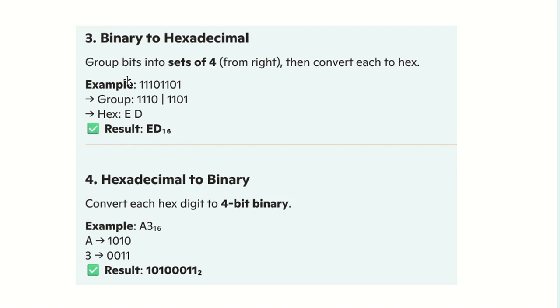Next, binary to hexadecimal. The binary value is given. Now we have to divide the binary value into 4 digits in order to convert to hexadecimal. So 1110 is represented as E, and 1101 is represented as D. Now hexadecimal to binary means we have hexadecimal values given, and we have to represent them in binary. So A's binary value is 1010, and 3's binary value is 0011.